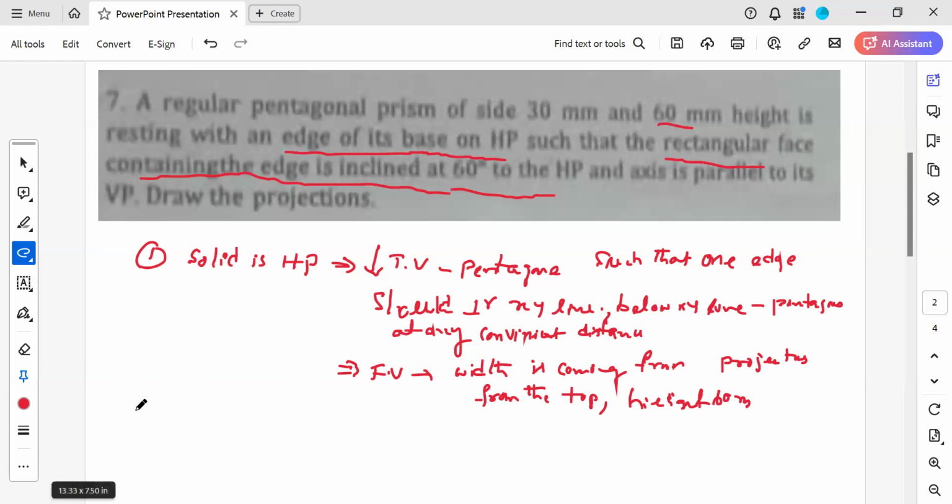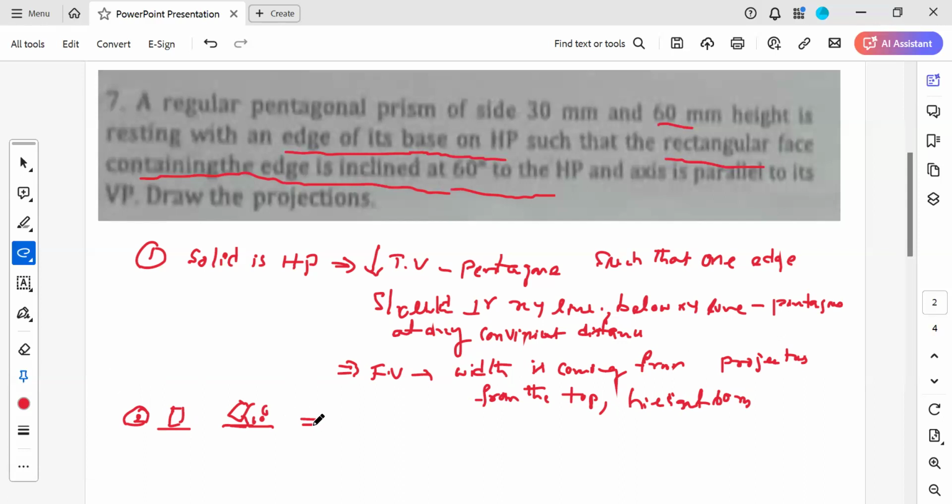Next, stage 2 projections. In stage 2, we are tilting the solid. Previously it was standing straight on the horizontal plane. Now we are tilting the solid so that one rectangular face makes an angle of 60 degrees. Initially the solid will be like this on the ground. Now we are rotating it so that it makes 60 degrees with the xy line.